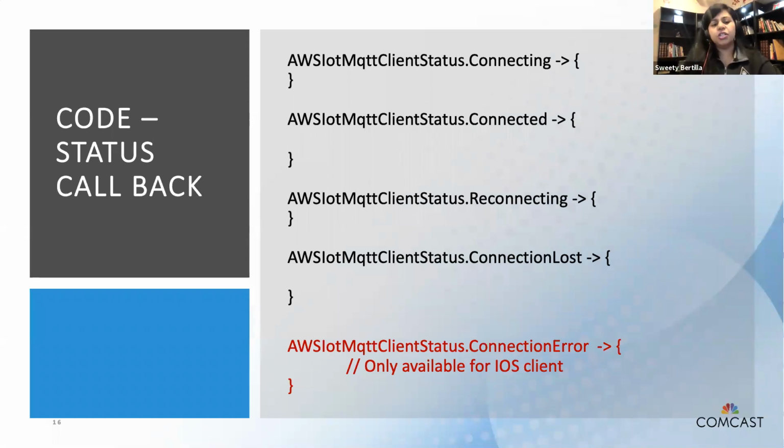And there is a connection error. A connection error happens when your authentication fails, your token expires, or you're in a network-down area and you're trying to connect. Something happens, and it gives you a connection error. After that, it starts reconnecting. But unfortunately, in the Android SDK, there is no connection error available. It's only available in the iOS SDK. So we will see the automatic reconnecting information instead of receiving the connection error.